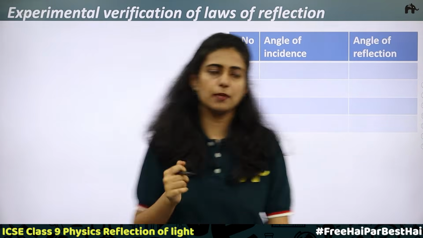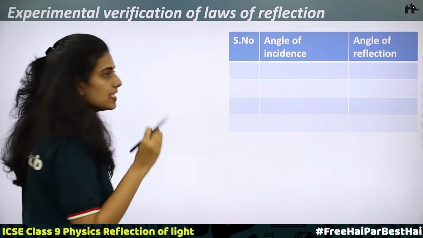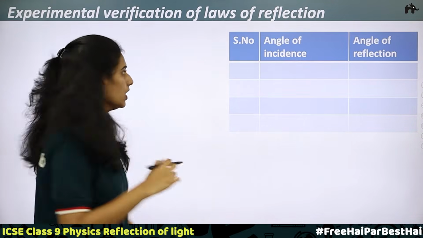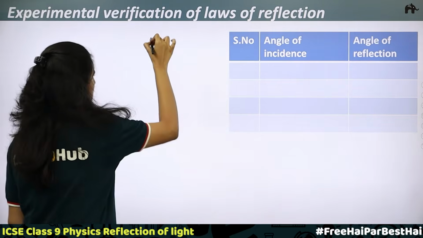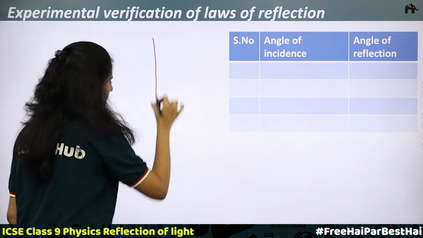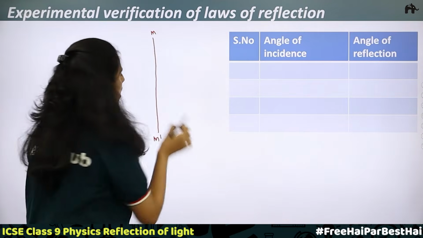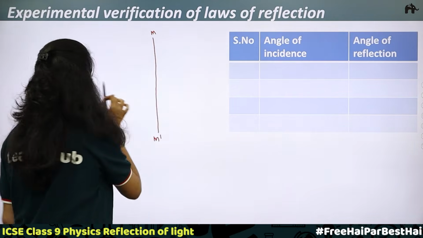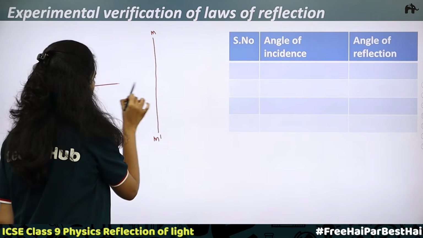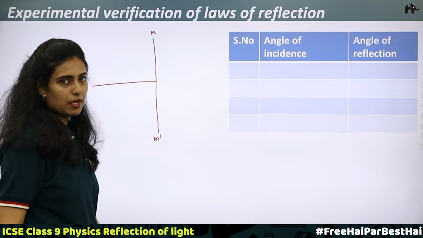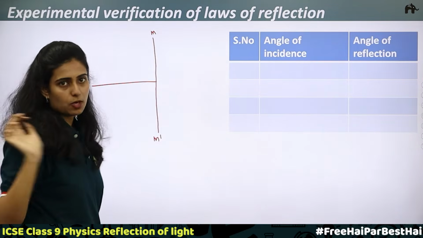You can perform this experiment and try. So here what you need is a plain mirror, then you need a white sheet of paper that is fixed on a board. On this white sheet of paper, draw a straight line, name it as M dash. Almost in the middle, draw a straight line which is perpendicular to M dash. Okay, it is perpendicular to M dash. This line is the normal.